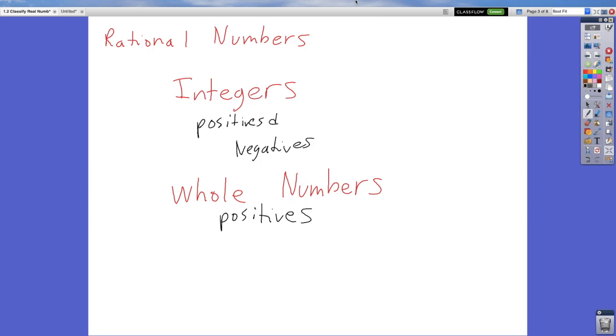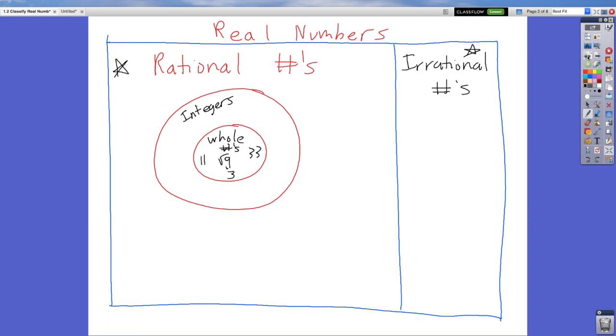So if I go back to my chart, and I want to fill in some examples, let's get a different color. Fill in some examples there. So now my integers could be 33, could be 97, but could also be negative 8, negative 14, or even, I don't know, negative 123. So it's the positive and the negative numbers.